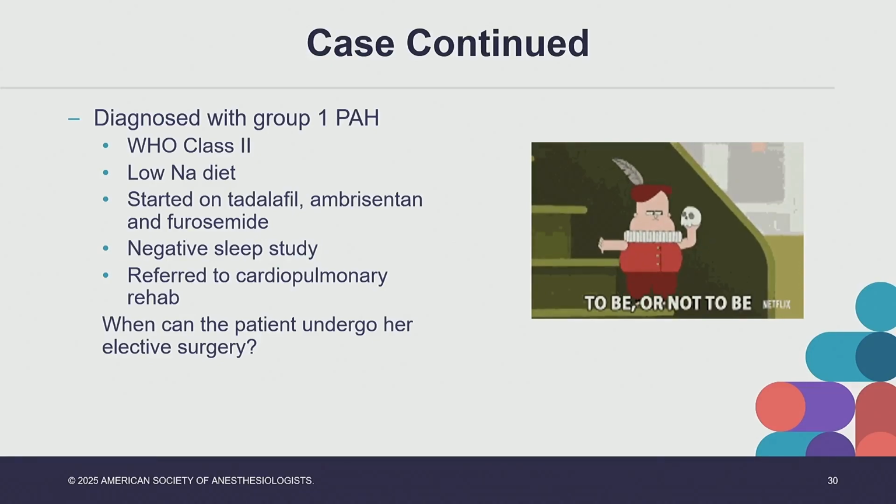She was prescribed a low sodium diet. She was started on tadalafil, ambrisentan, and furosemide. She had a negative sleep study for sleep apnea. She was referred to cardiopulmonary rehab. And the next question that comes to mind: when is it safe for her to undergo elective surgery?